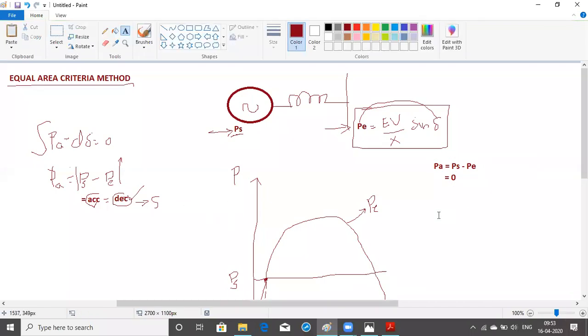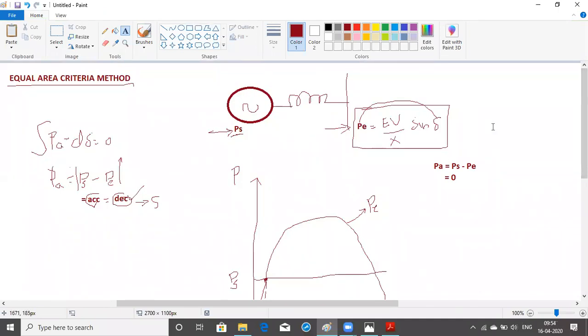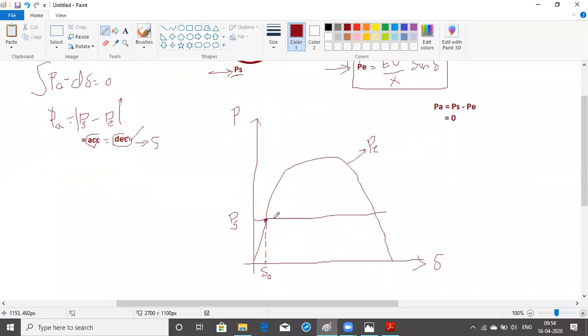This is called the no disturbance condition. There is an angle difference between the rotor axis and the stator axis. That angle difference is nothing but delta naught, and at this point PS is equal to PE. There is no disturbance at this point. The system is running perfectly until this condition.